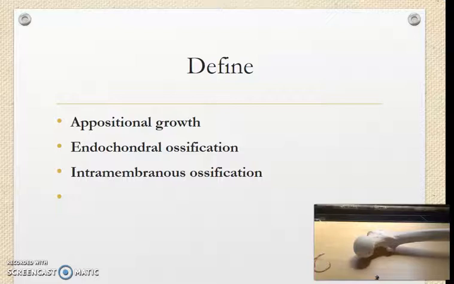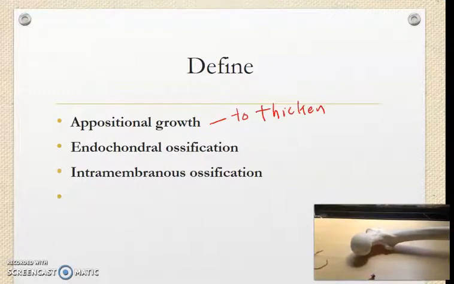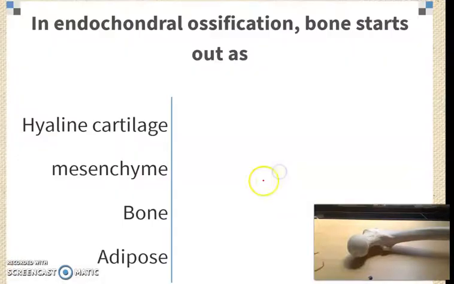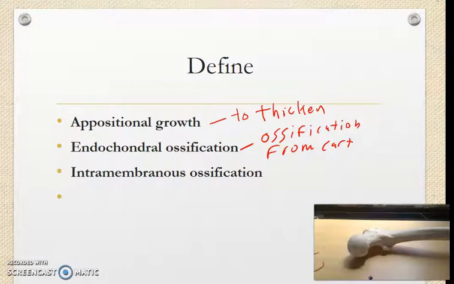In the last video, we went over different types of growth. So, what is appositional growth? That is thickening. And what was endochondral ossification? Ossification from cartilage. And do you remember which type of cartilage? That's right, hyaline cartilage. And intramembranous was ossification from mesenchyme.